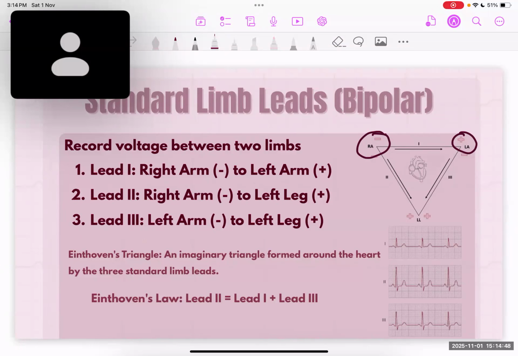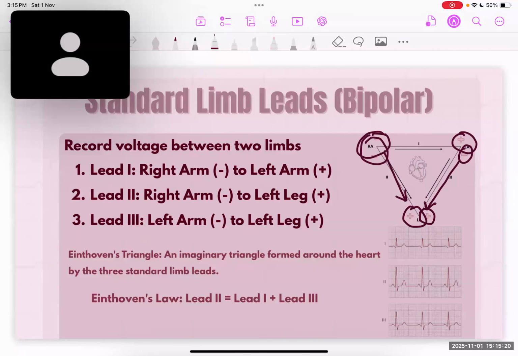Then we have our lead 2. The lead 2 negative electrode is also placed on the right arm, and the positive electrode is placed on the left leg. So this is your lead 2. Now we have our lead 3, which is placed on the left arm, which is our negative. Unlike the lead 1, where the left arm is our positive, here the left arm is our negative. And it's going to go to the left leg, which is our positive electrode. And this is going to go downwards. The arrow is always going to point towards the positive side.